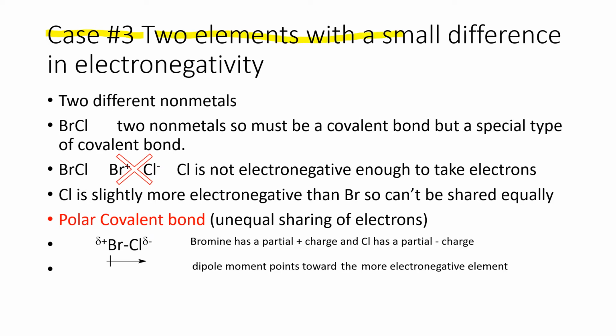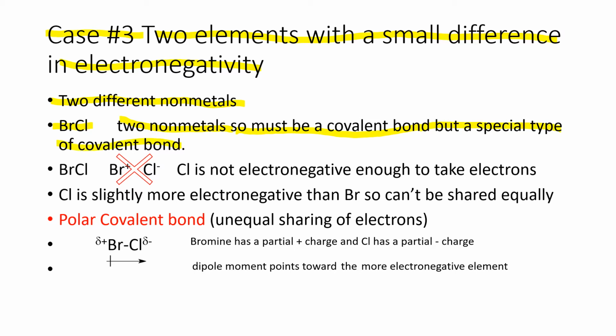Here we have two elements with a small difference in electronegativity. You're going to run into this situation when you have two different nonmetals. A good example of that would be something like bromine bonded to chlorine. These are both nonmetals, so we recognize from the nomenclature that whenever we have two nonmetals bonded together, we're going to get a covalent bond. But this is going to be a special type of covalent bond. It's going to be a little bit different than the covalent bond we looked at when we just had Cl bonded to another Cl. So let's look at what happens here.